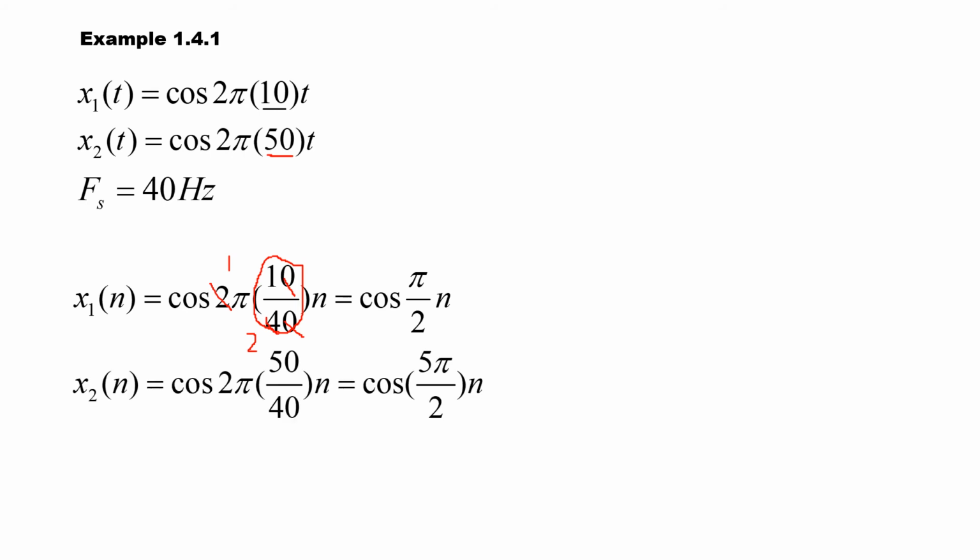Likewise, if we see the second signal, we have 2 pi f over fs, which becomes, 2 1s are 2, 2 2s are 4. So it is equal to cos 5 pi by 2 n. So they appear to be different, but if you see here, this is a circle.